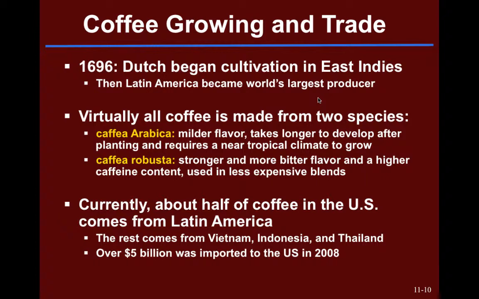So virtually all coffee comes from these two species, Arabica and Robusta. Arabica is a milder flavor. It does take longer to grow and it grows in more specific areas. And then Robusta, stronger and a bit more bitter, and also more, as the name may indicate, more robust, easier to grow. It's got a higher caffeine content, and it's used in less expensive types of coffee. So if you see on your coffee source, 100% Arabica beans, it's speaking to the quality of the coffee bean that's included in the particular coffee that you're purchasing.